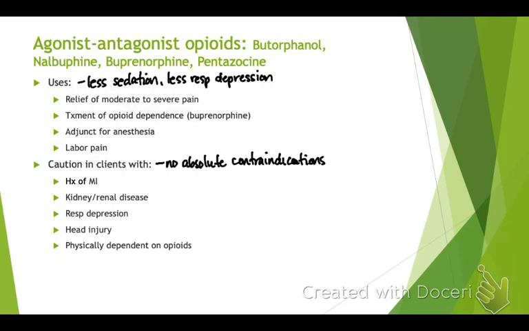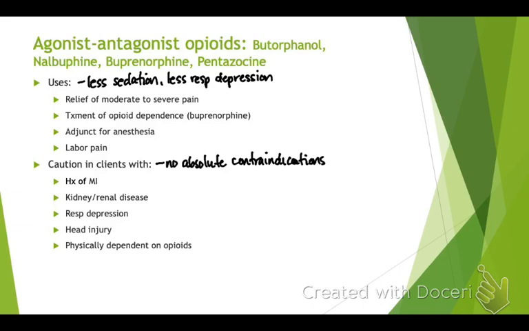So continuing with the agonist, antagonist opioids, uses for this class are going to be due to their less sedative quality. So they produce less sedation, less respiratory depression. So this class will be used as relief for moderate to severe pain. We use it to treat opioid dependence.